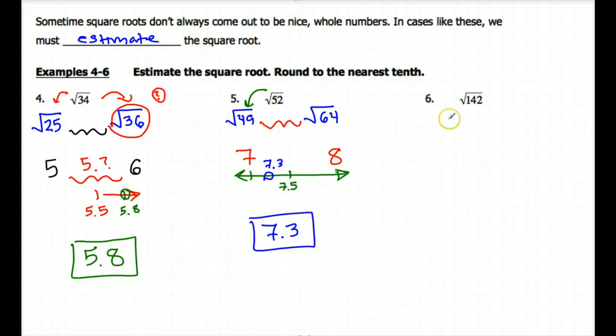Okay, now I want you to try number 6 on your own. Try the square root of 142. Click pause, estimate that to the nearest tenth, and then to check your answer, click play.